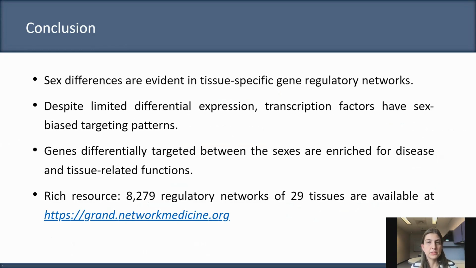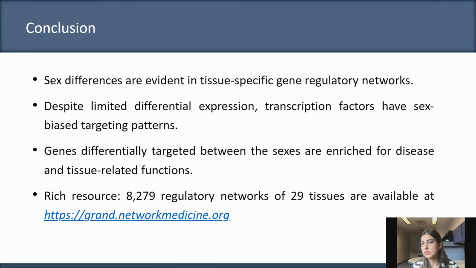Right? So to conclude, we saw that sex differences are evident in tissue-specific gene regulatory networks. We also found that even though most transcription factors were not differentially expressed between males and females, they were targeting different genes. Right? And these genes that were being differentially targeted between the sexes were enriched for disease and tissue-related functions.